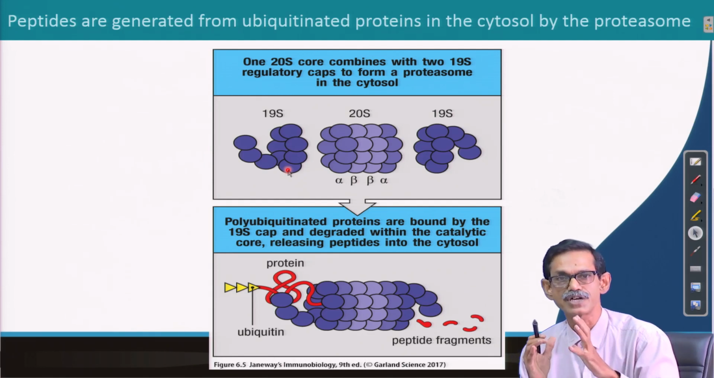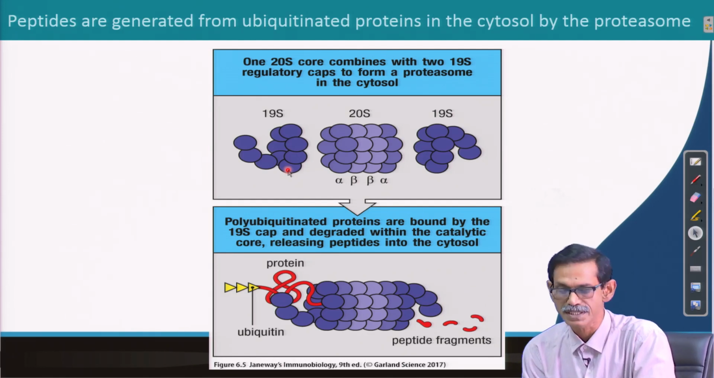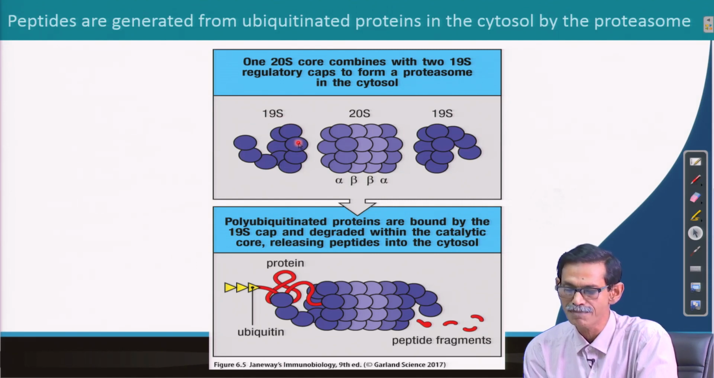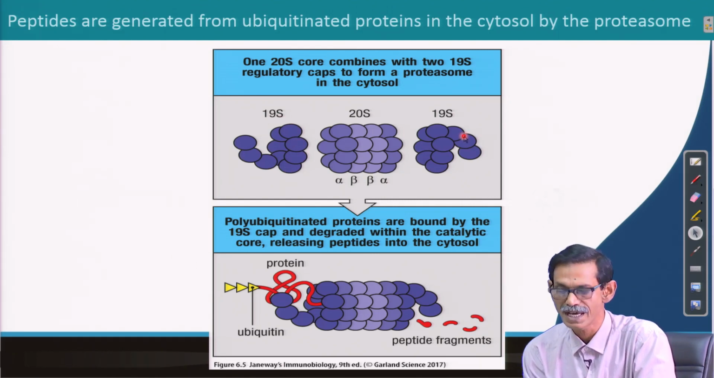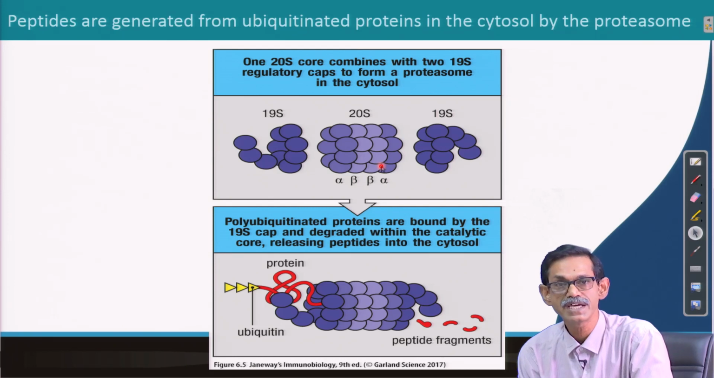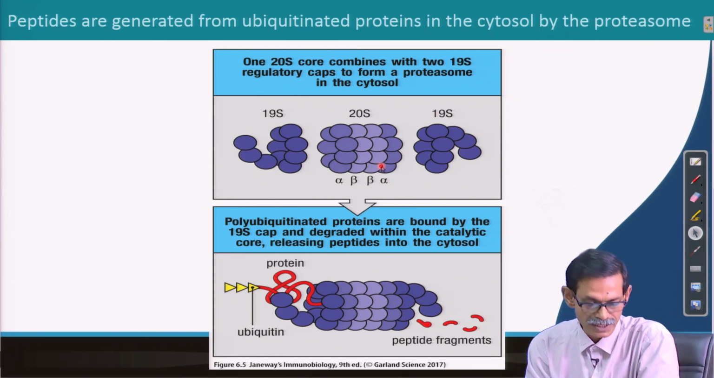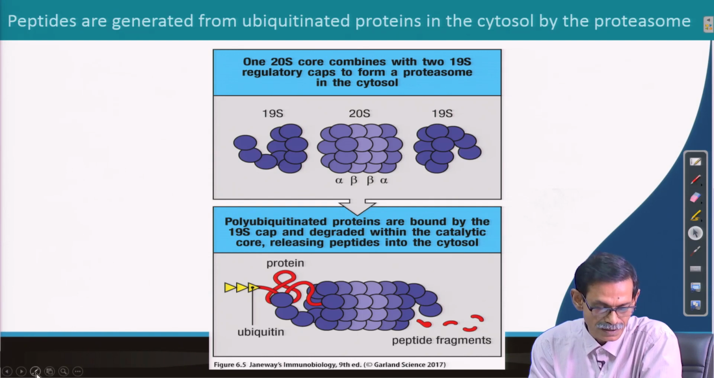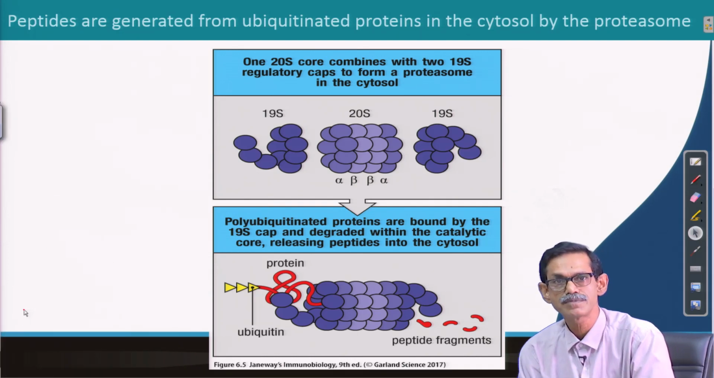Proteasome is a complex structure, complex means a lot of proteins are there. If you see this, there are two cap-like structures, which are the 19S, and there is a 20S core structure. If you count, in each color there are 7 such blobs, that means 7 proteins. So 7 alpha, 7 beta, 7 beta, 7 alpha, total 28 proteins are there, and how are these 28 proteins located?